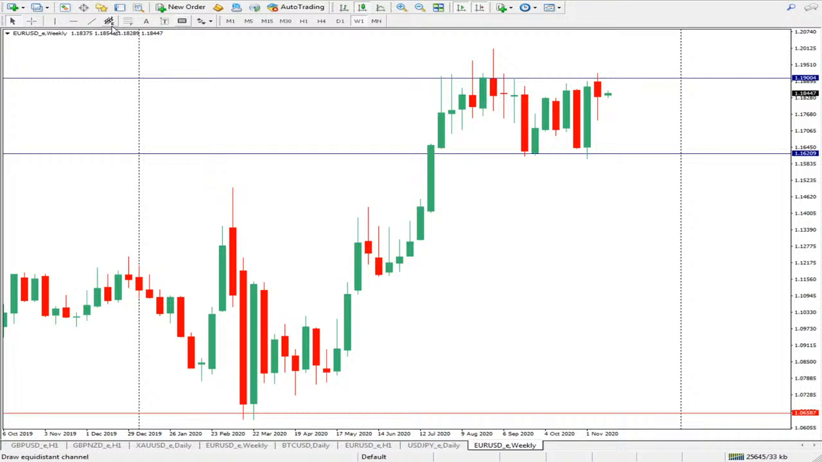So technically we just want price to break beyond this level, retrace back before it continues to the upper side. This is what we are expecting.